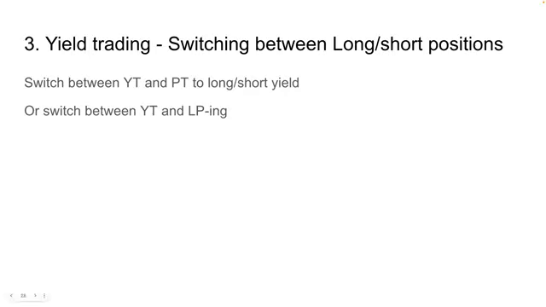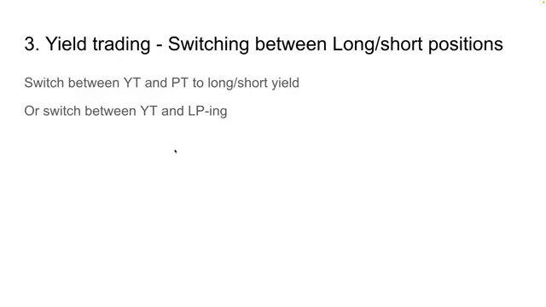Now, other than trading PT or just trading YT, you can also keep switching between longing yield and shorting yield. Basically, when you think that implied APY is overvalued, you can execute the short yield strategy, staying in PT. And when implied APY is undervalued, you just switch to YT and start longing yield. You can also switch between YT and the LP position because LP position is also a short yield position.